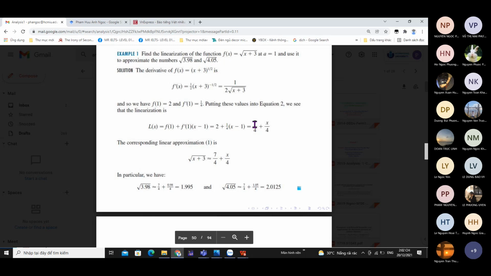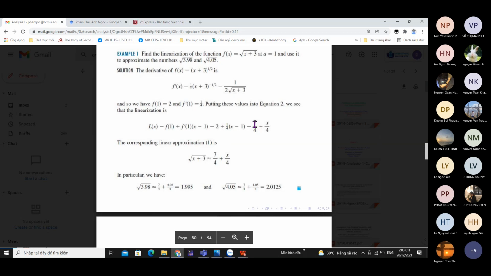So first of all, we can approximate the function f by a linear function at a. The linear function here is just the equation of the tangent line to the graph of f at the point (1, 2). When a equals 1, it means when x equals 1, f of 1 gives you the number 2, right? So here f of 1 equals 2.